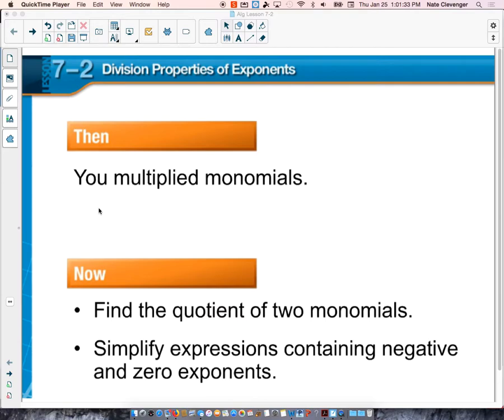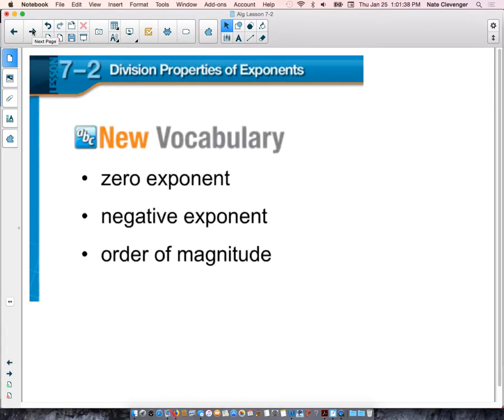Simplify expressions containing negatives and zero exponents. Zero exponents. Up here on the number system, 10 to the 0: the base is 10, your exponent is 0, gives us a place value of 1. Anything to the 0th power is equal to 1. Now, why is that? I love showing this. I know it's geeky of me.